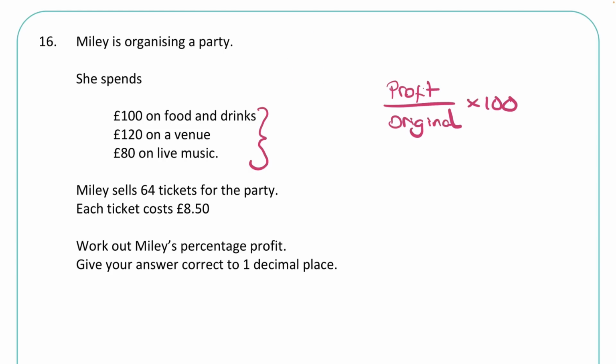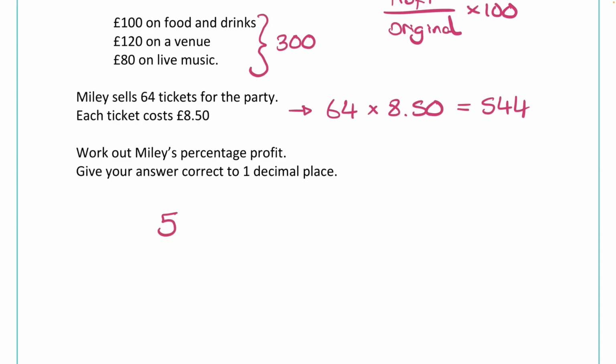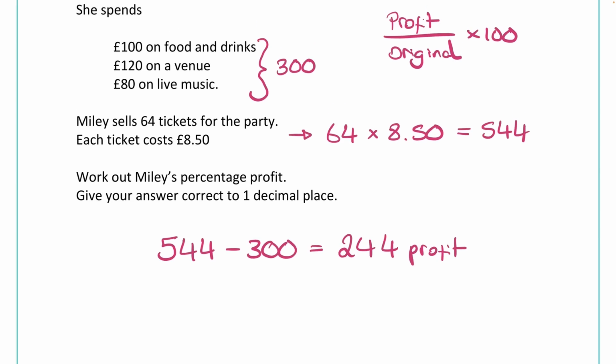So here we want to know what the profit is. To work that out, we need to add all of these things together. That adds up to £300. And she sold 64 tickets for £8.50. So 64 times £8.50, which we can type into the calculator. So 64 times 8.5, and that is £544. We can now work out her profit, as we can do 544 subtract 300. And that is equal to £244 of profit.